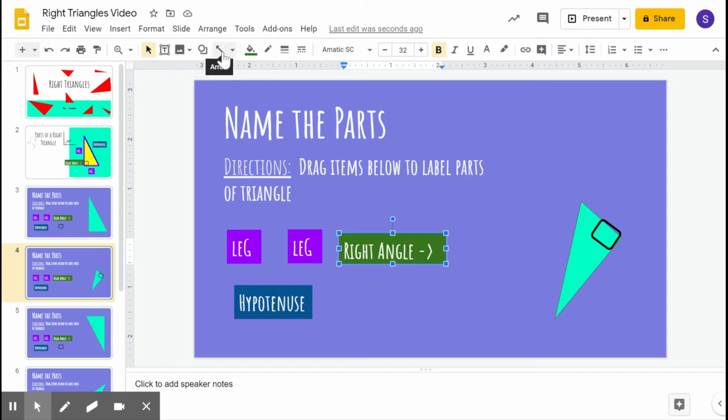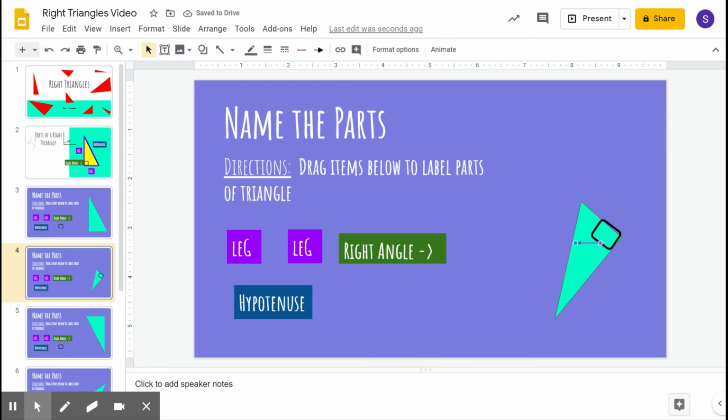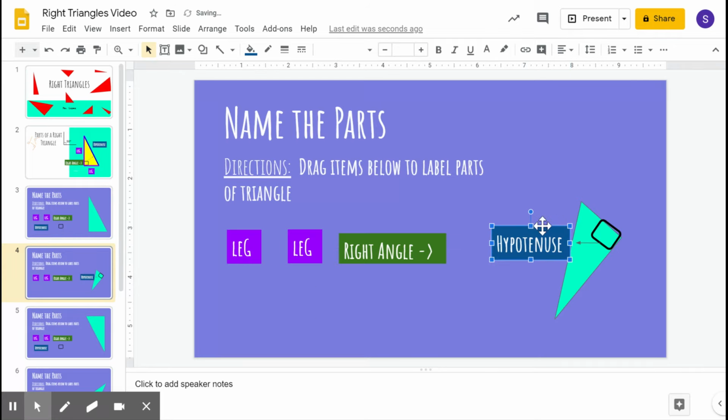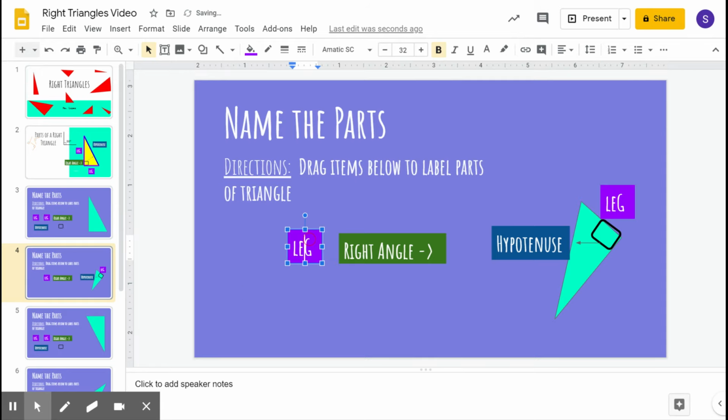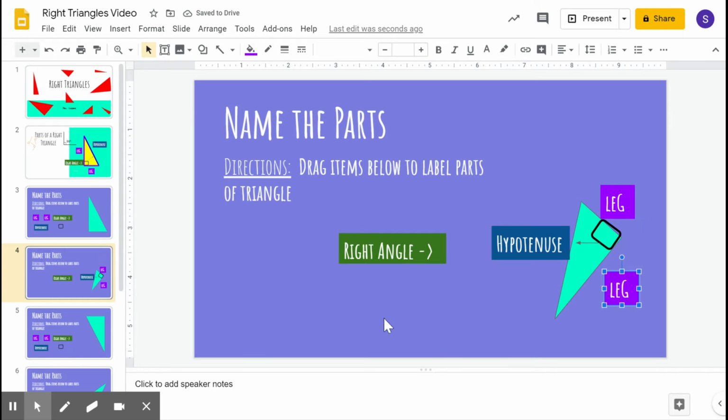I am going to use another arrow to help me figure out where my hypotenuse is. So click and drag across. Remember, it's always across from my right angle. So I know that now this side right here from this point to this point is my hypotenuse side. So I'm going to go ahead and click and drag the hypotenuse box. And now I know that this side and this side are my legs. So I'm going to click and drag. This is my leg right here. And the other side is also a leg. So this side from here to here is also a leg.